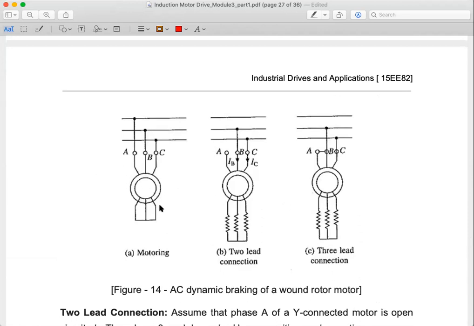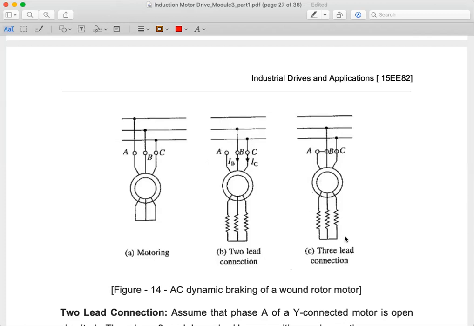This is the normal motoring operation. A, B, C, the three phases of the induction motor, are connected to the three phases of the supply. Now, we can have a two lead connection or a three lead connection. When I take the two lead connection, B is connected, C is also connected, but the A connection is disrupted. So this connection is not available. So this is the two lead connection.